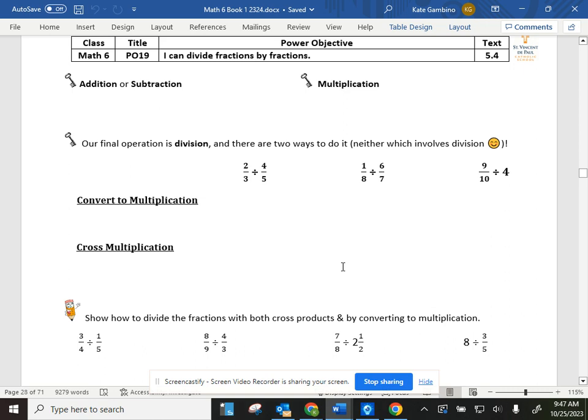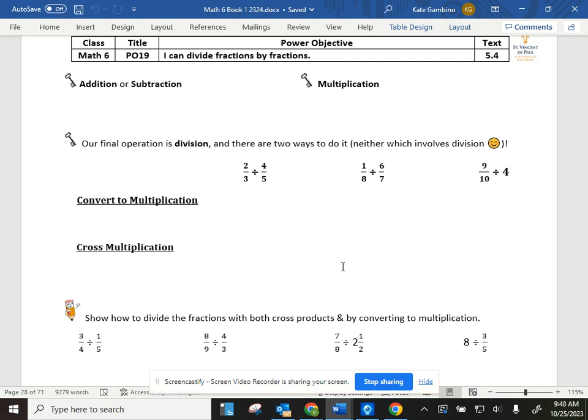Good morning. Today we are continuing with PO19, working with those fractions. This time we are working with dividing our fractions. So like with multiplying, we don't worry about common denominators, right? That was just with adding and subtracting.